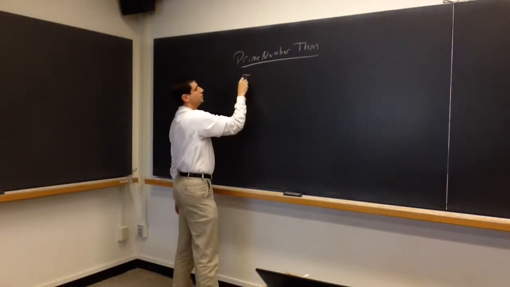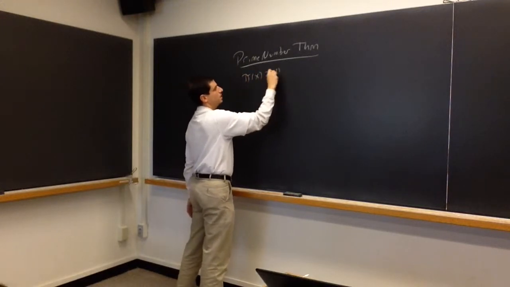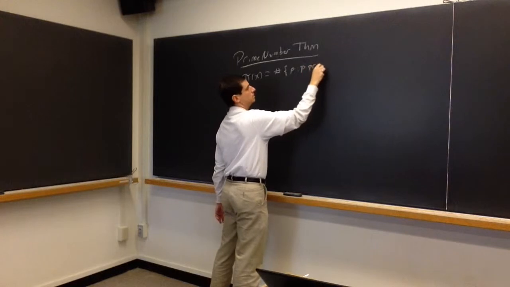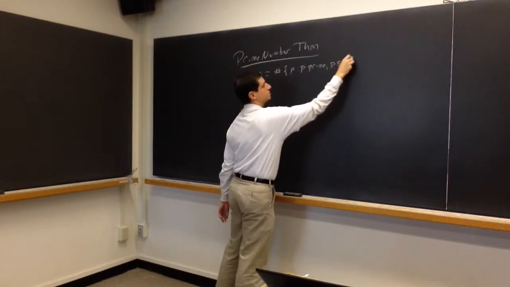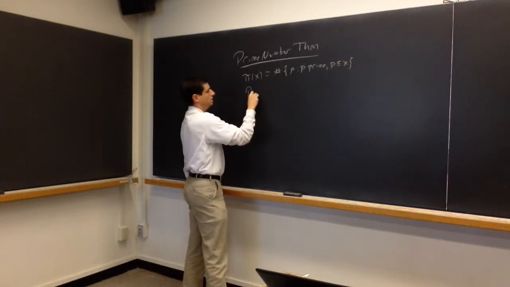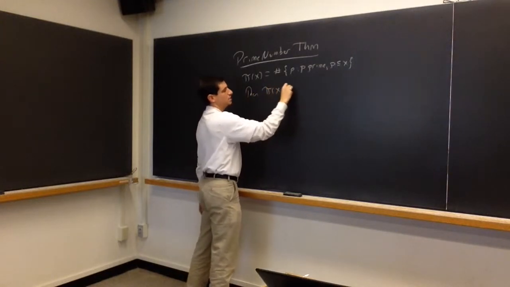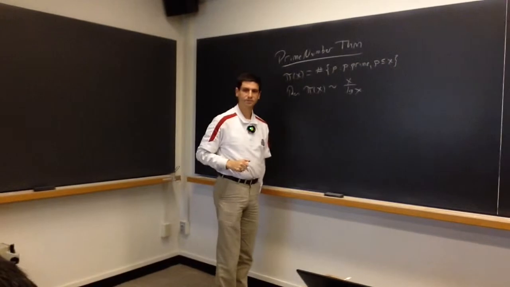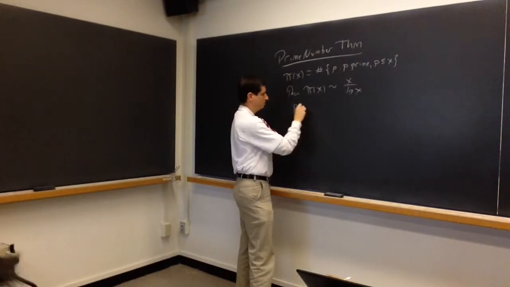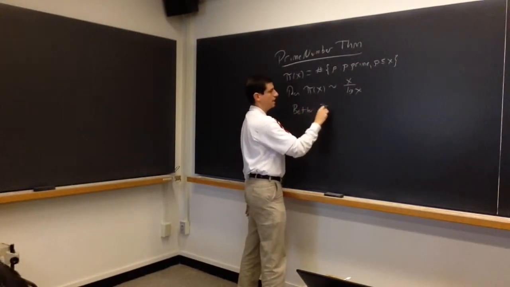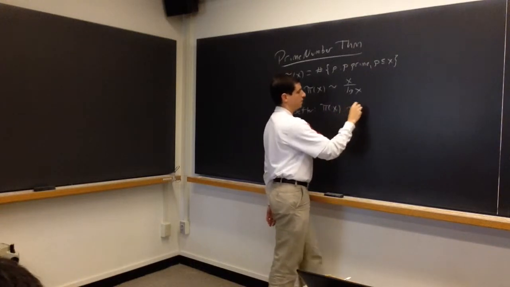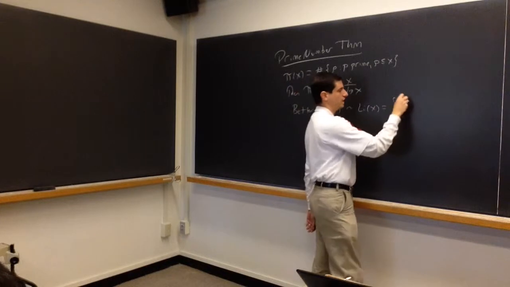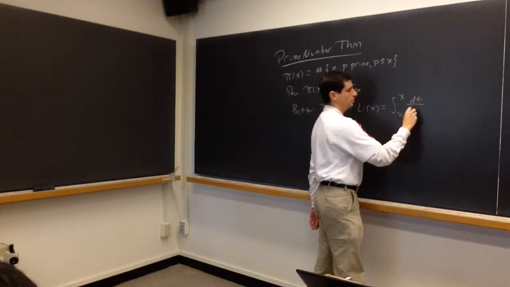It basically says if you let pi of x be the number of primes p, p prime, less than or equal to x, then pi of x is approximately x over log x as x goes to infinity. A little bit better is that pi of x is about li of x, the logarithmic integral, the integral from 2 to x of dt over log t.